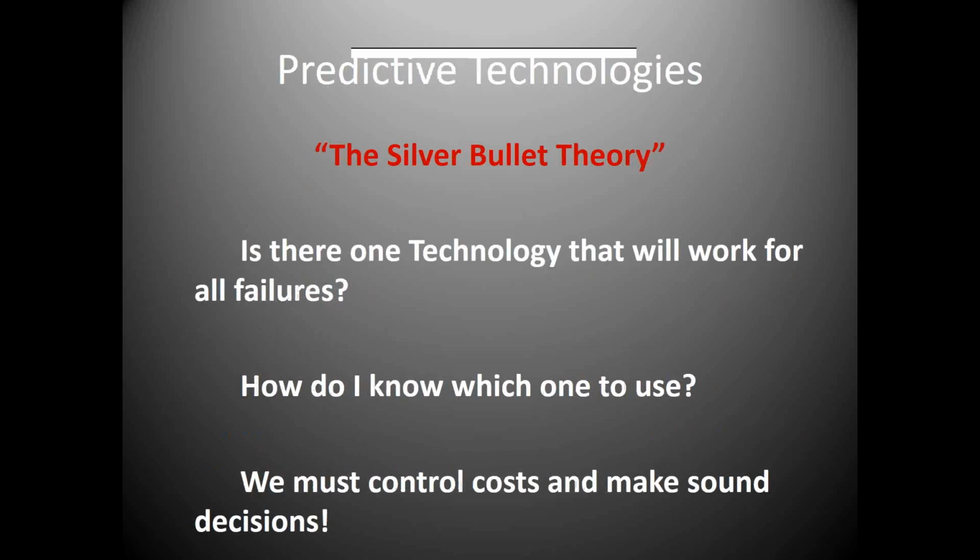But again, there's no silver bullet theory with predictive technologies. This is a question that's asked by a lot of corporate people. Is there one technology that'll work for all failures? And there's really not. You have to pick the technology that fits the failure you're looking for.